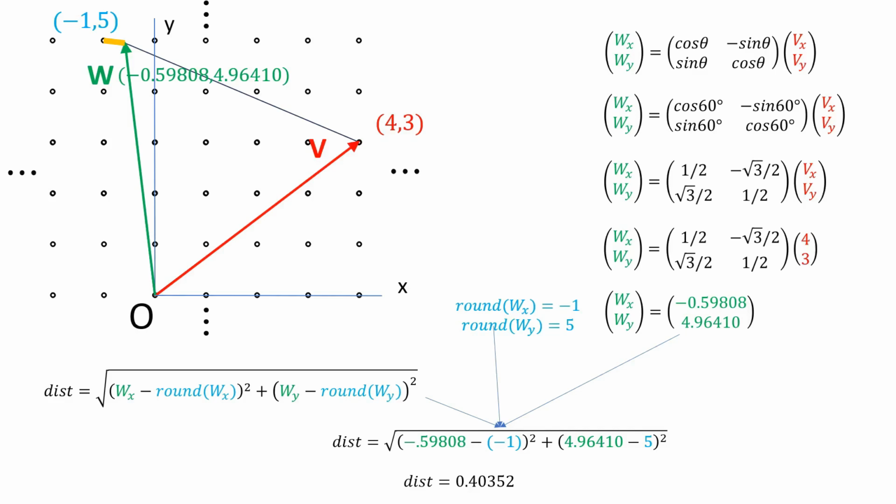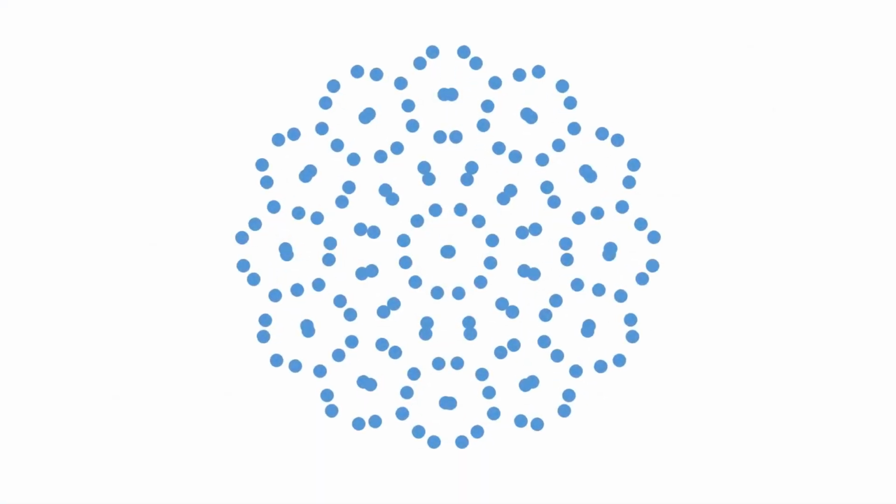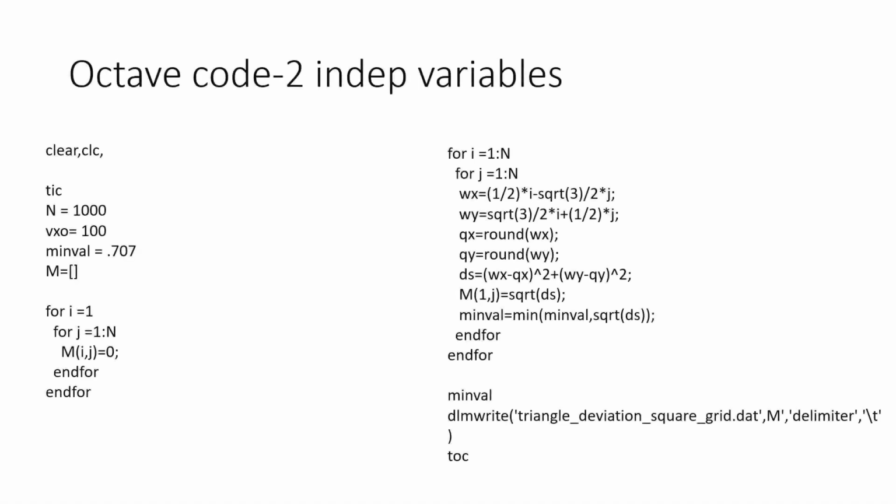So let's go to the code. So hey, let's code this up. I'm using Octave, a free version of MATLAB. By trigonometry, a third corner of a triangle has to be within 1 over root 2, or about 0.707, of its nearest grid point. I put in a minimum value counter to see how close we actually get.